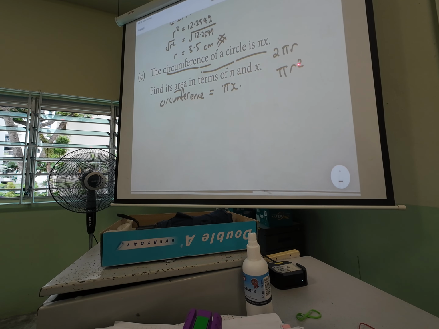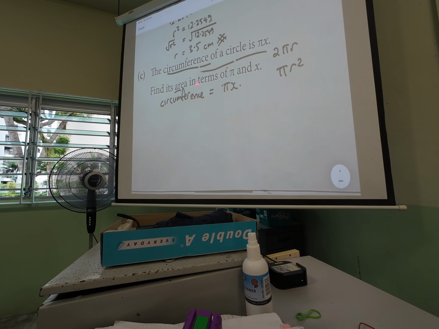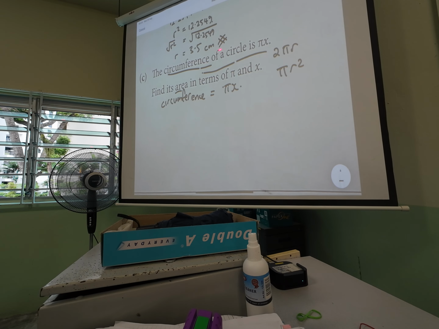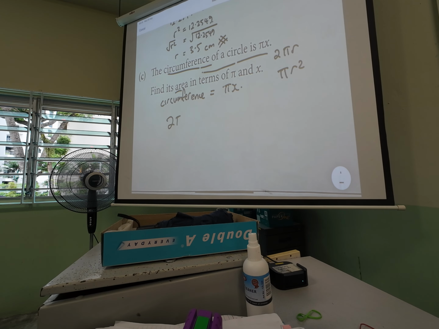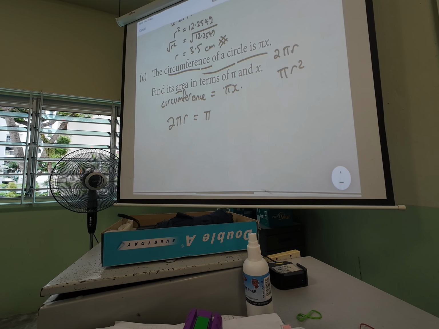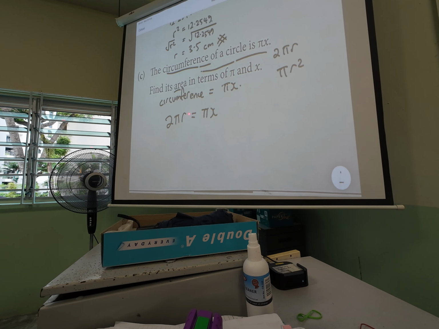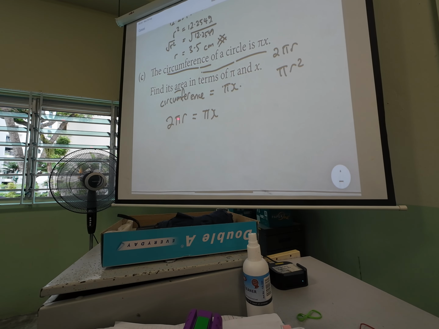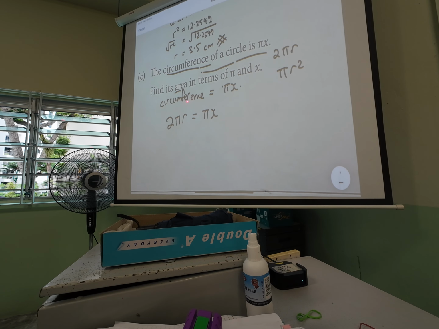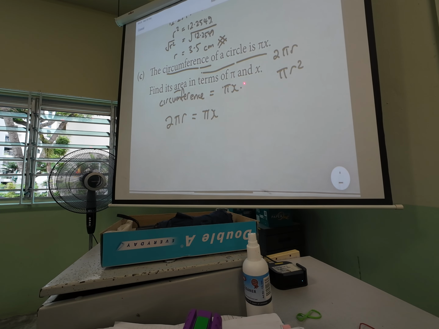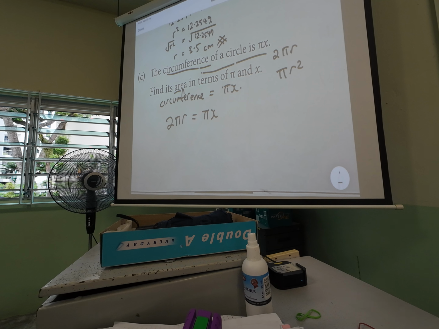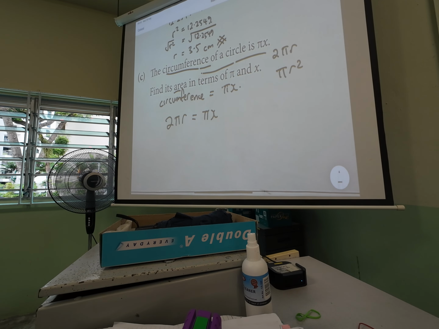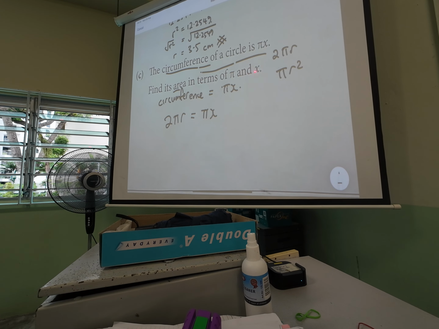Okay, so if I want to find area, I need to know the radius. But now I don't know the radius, I only know the circumference. So I must try to link my radius to my circumference. Circumference is 2 pi r. So 2 pi r is pi x. Because the radius of this circle multiplied by 2 pi will give me the circumference of this circle, and they tell me the circumference of this circle is pi x. So 2 pi r is the same as pi x. Then from here I can find what r is in terms of x and pi.